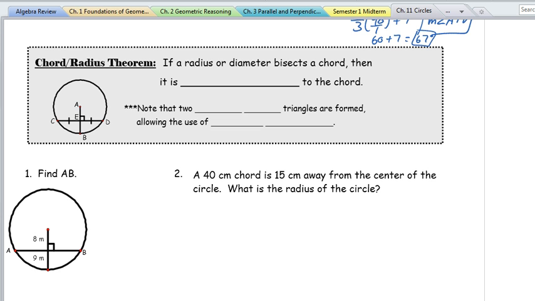Last one, and these are probably my favorite, although they can be a little bit tricky sometimes, but I do like these problems. You guys know I don't like everything I teach, but I do like these.